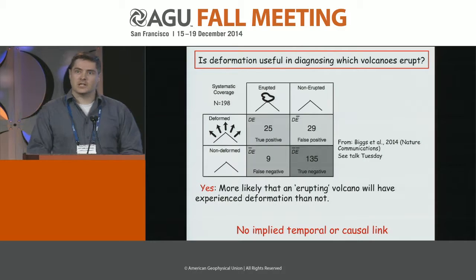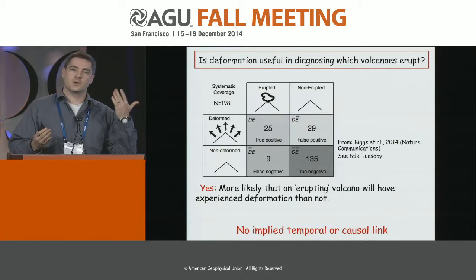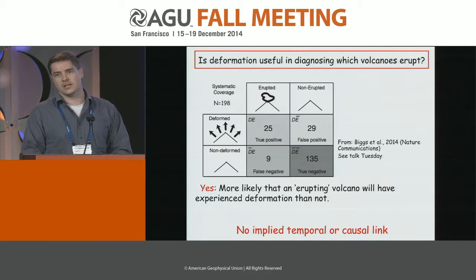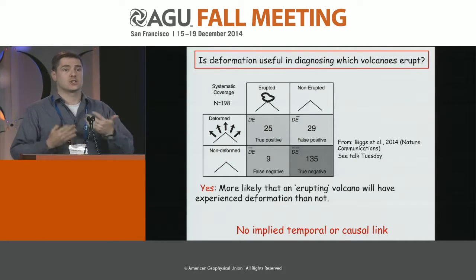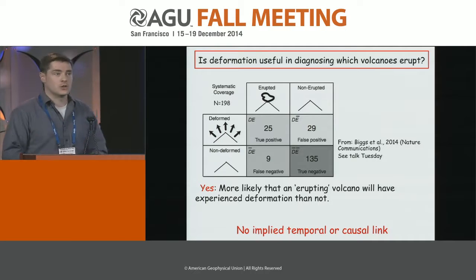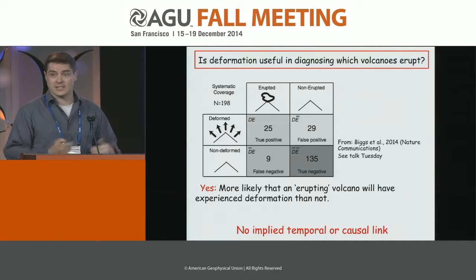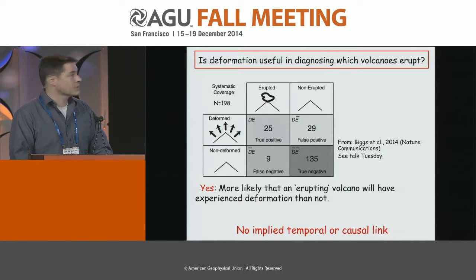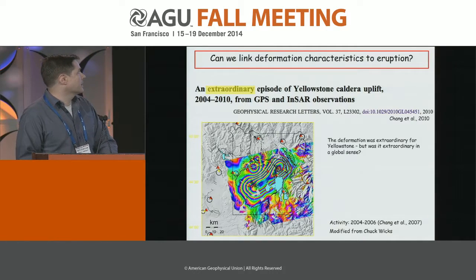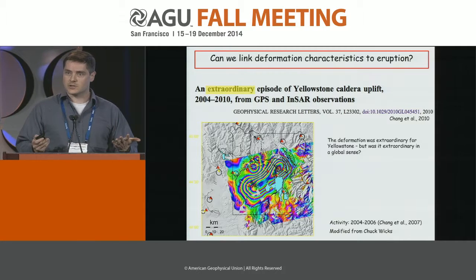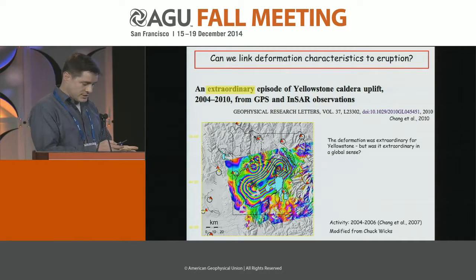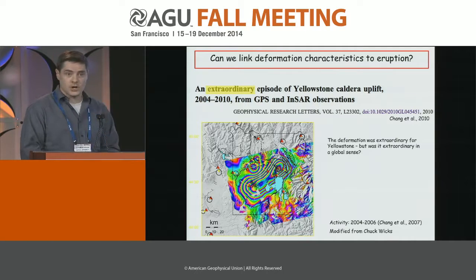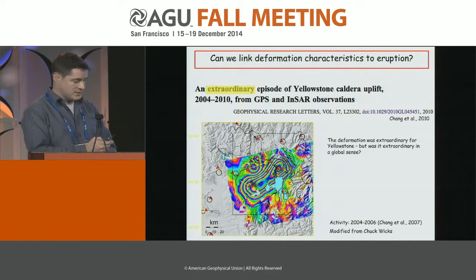But the key question is getting beyond this basic correlation between deformation and eruption to say, for an individual episode of deformation, can we say something about its characteristics in terms of magnitude, duration, the location where the volcano is happening? And this is an active area of research where new data sets like NISAR will be very critical for helping to understand that causal link. So let me just give you one example of this sort of concern. There was an extraordinary episode of uplift that occurred recently at Yellowstone. You can see the word extraordinary appears in the title.